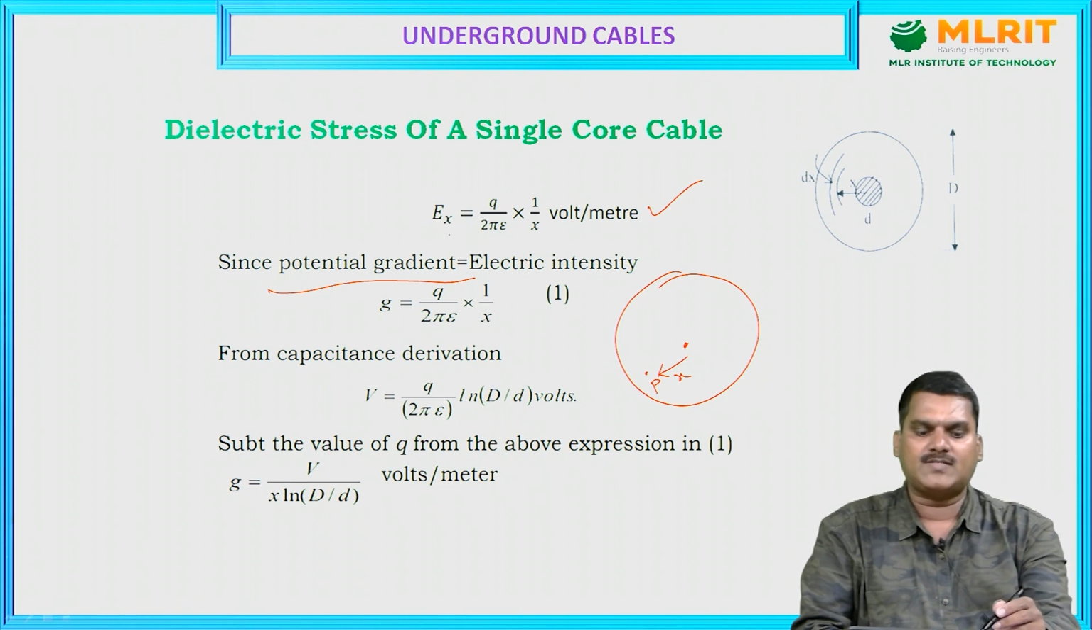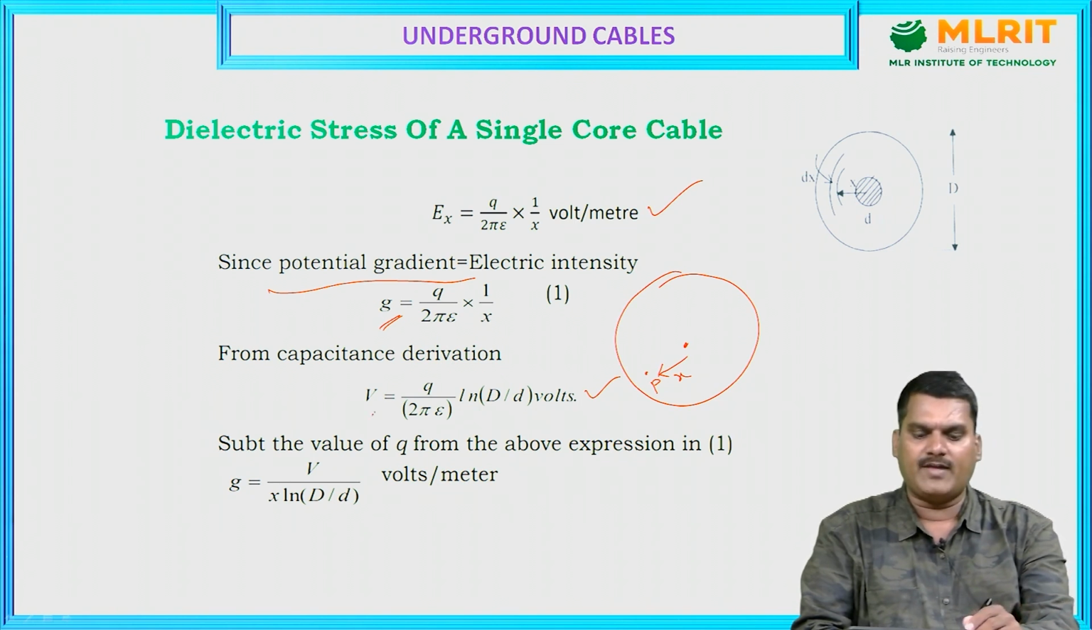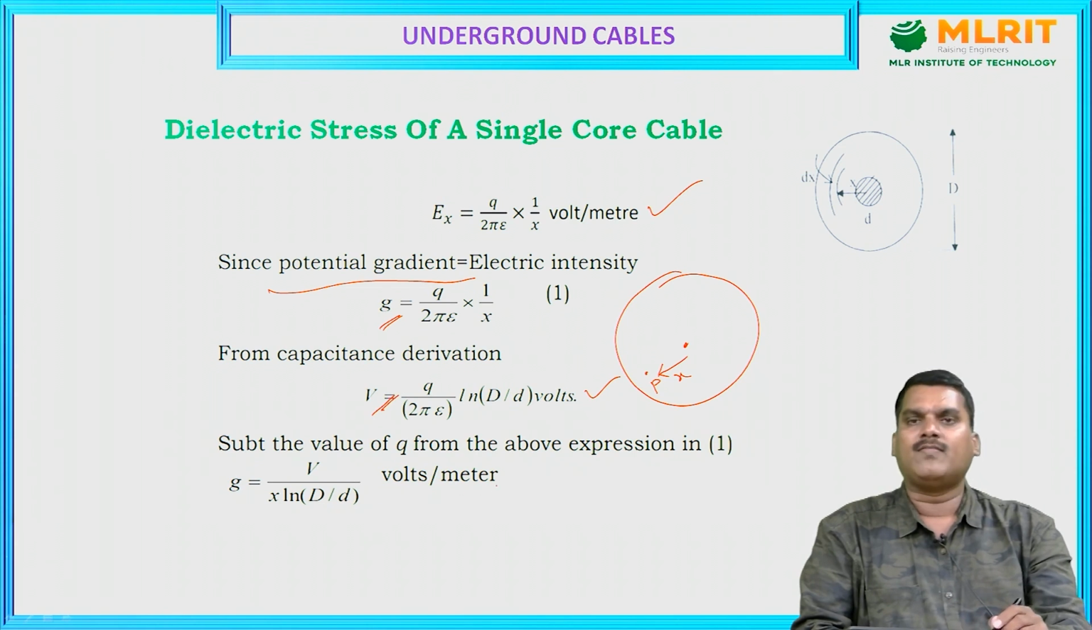Now Ex is represented as the stress G, the potential gradient G, with the same formula q by 2 pi epsilon 1 by x. We know from the capacitance discussion that V is q by 2 pi epsilon ln D by d. By combining these two formulas, G and V, we finally get the electric potential gradient at point P.